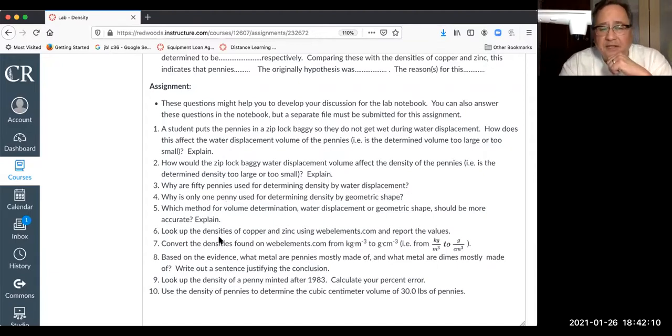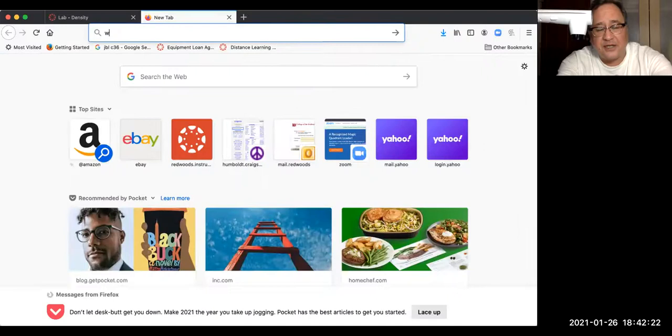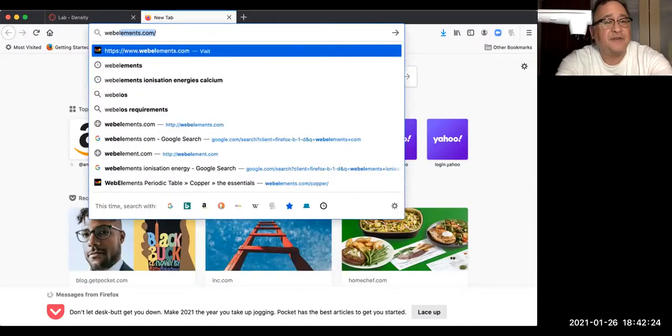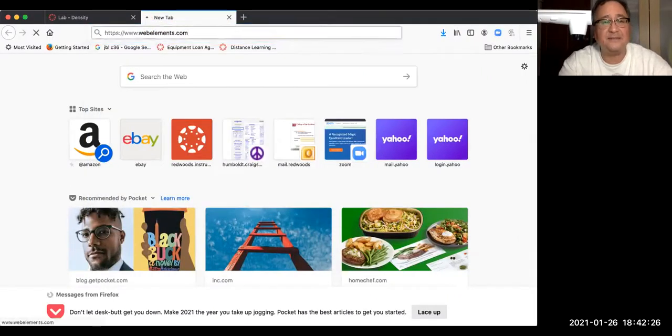Let's look up at number 6. It says, look up the densities of copper and zinc using webelements.com and report the values. So let's take a look at that, okay? So I'm going to go to webelements.com. This is a chemist's favorite website.